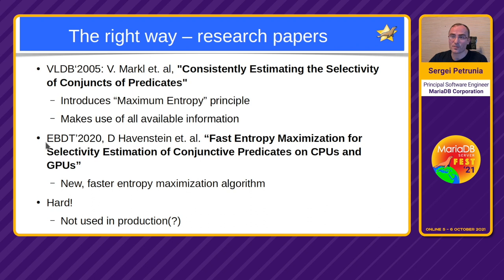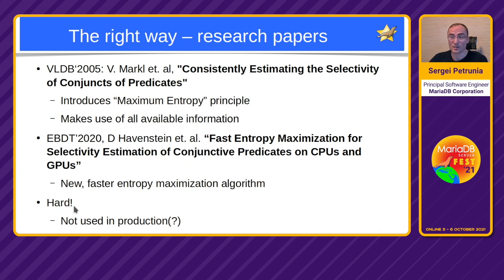Then, after 2005, the topic didn't receive much coverage from the research community, but in recent years there is some kind of resurrection. This is an example, one of several papers that appeared on the topic. Here, Fast Entropy Maximization for Selectivity Estimation of Conjunctive Predicates on CPU and GPU. So this is a newer algorithm.